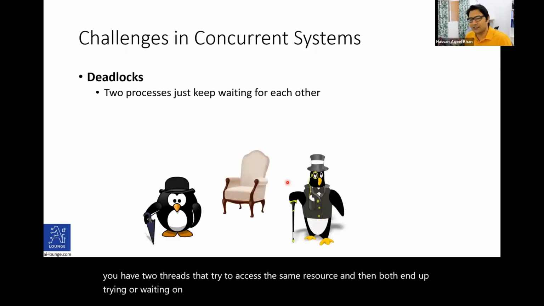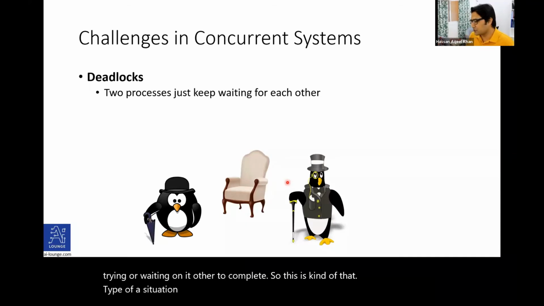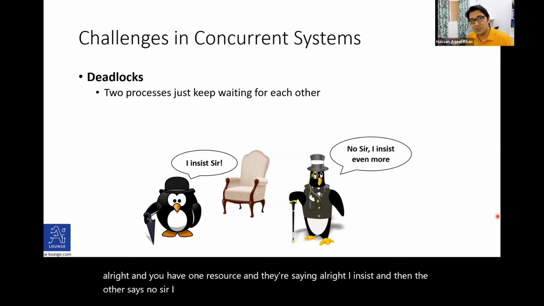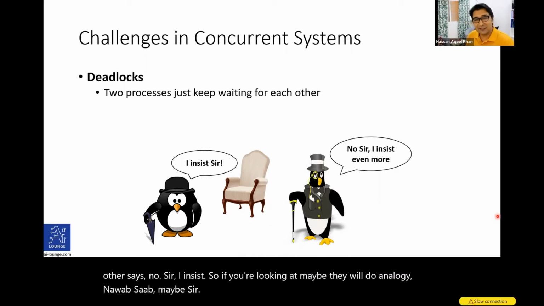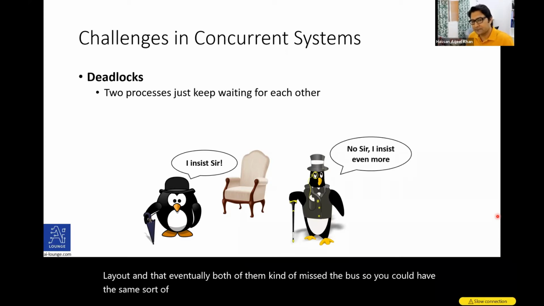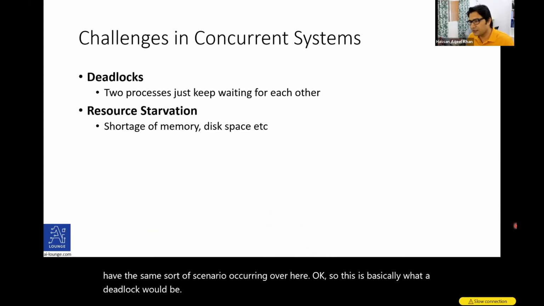It's the type of situation where you have two aristocrats, and you have one resource, and one says, all right, I insist. And then the other says, no, sir, I insist. If you're looking at the Urdu analogy, Nawab Saab, pehle aap, pehle aap, and eventually both of them miss the bus. You could have the same sort of scenario occurring here. Okay, so this is basically what a deadlock would be, and it's very common in threads.